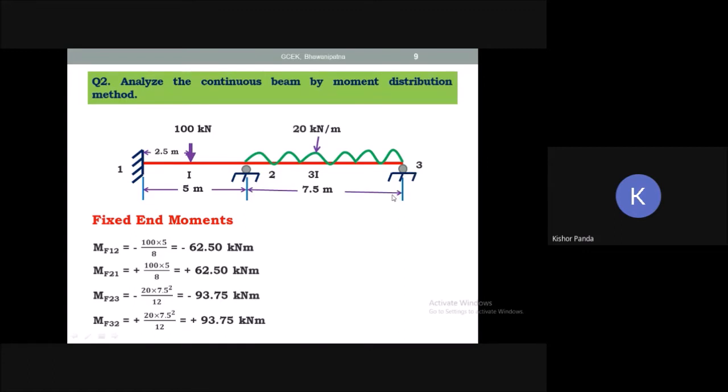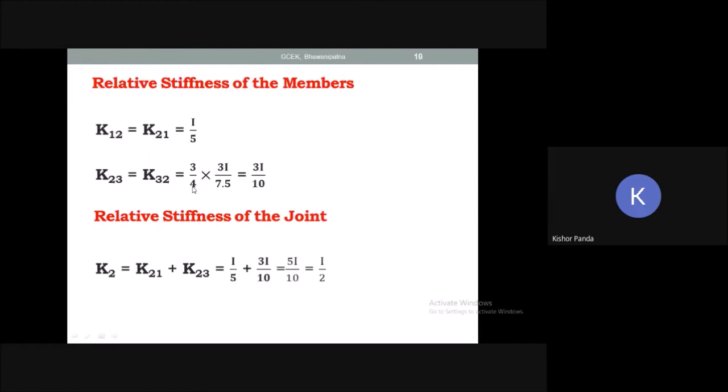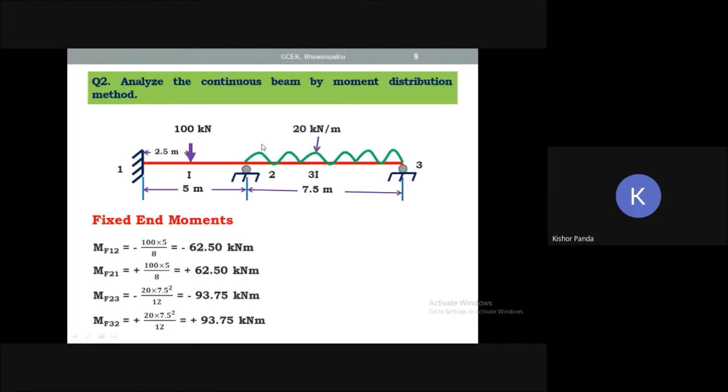First you have to find out the fixed end moments. This is the same as you got in the first question. These are the fixed end moments. Then you have to find out the relative stiffness of the members. For span 1, 2, the relative stiffness of the member is I by 5. But for span 2, 3, you have to find the relative stiffness by taking 3 by 4 into 3I by 7.5.